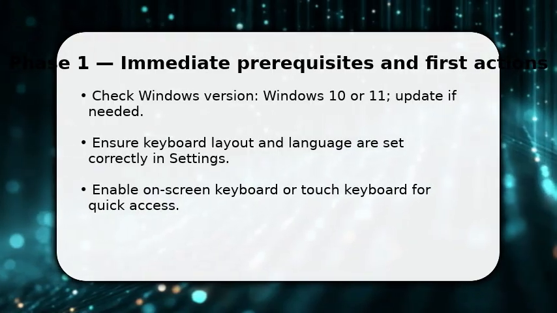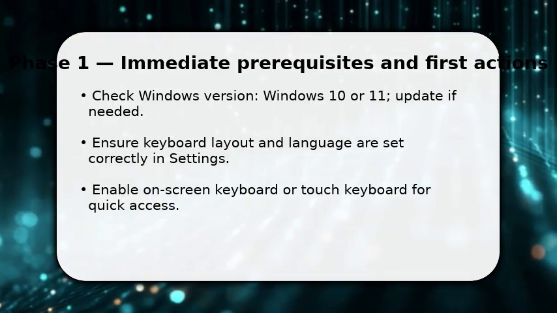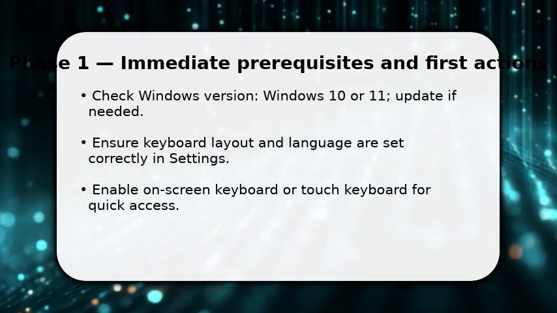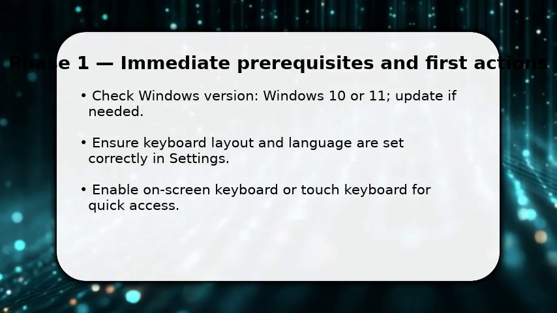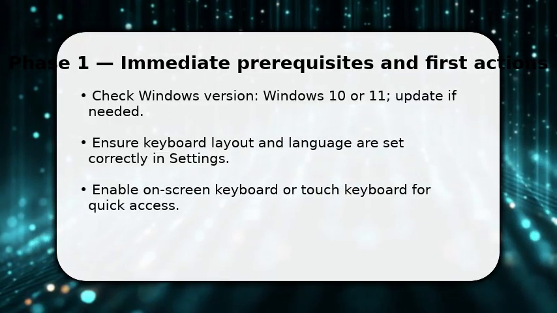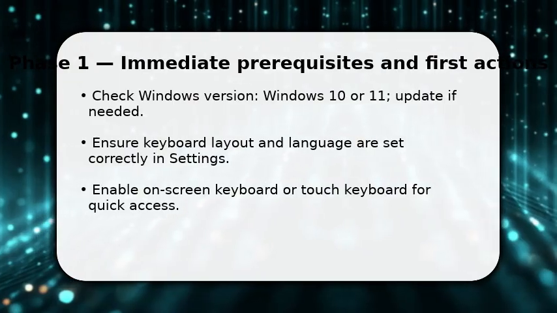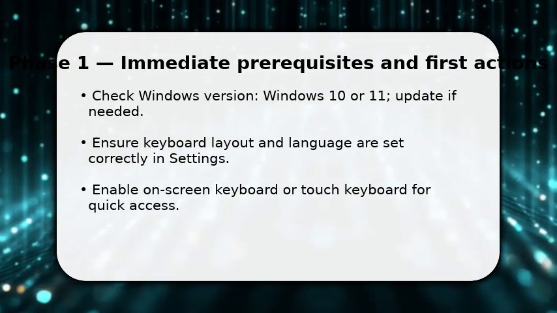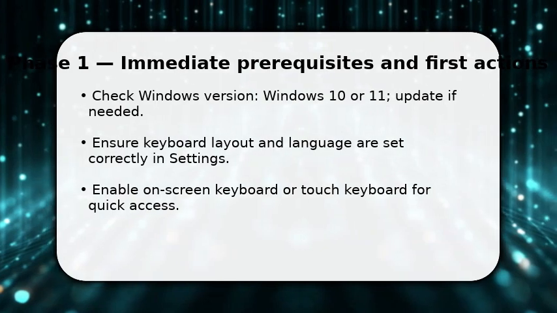Next, set your keyboard layout and language in settings so shortcuts work predictably. Finally, enable the touch keyboard or on-screen keyboard now. This gives you a visual emoji panel. Once done, you're ready to open a text field and call up the emoji tools with keyboard or touch.